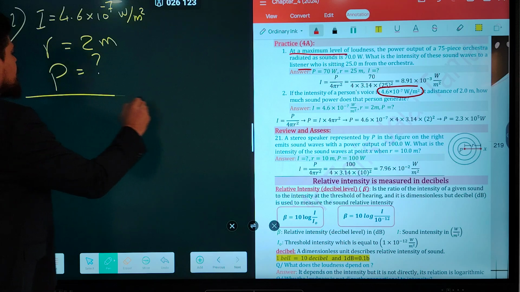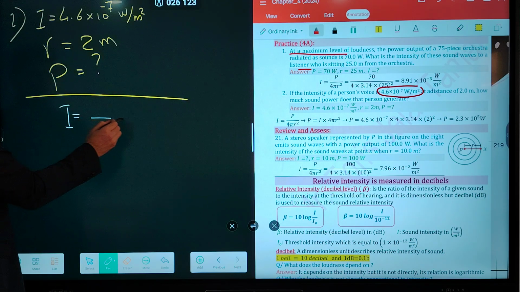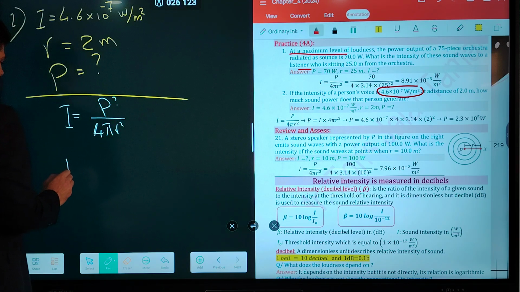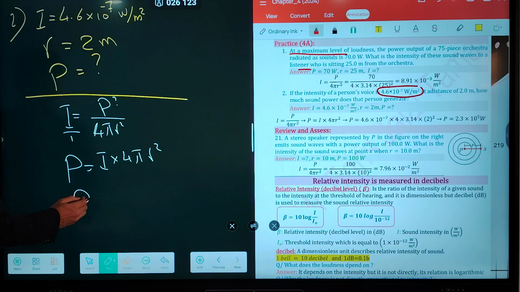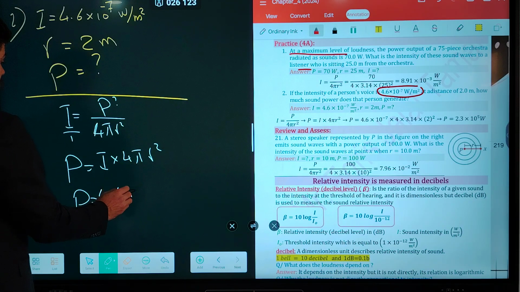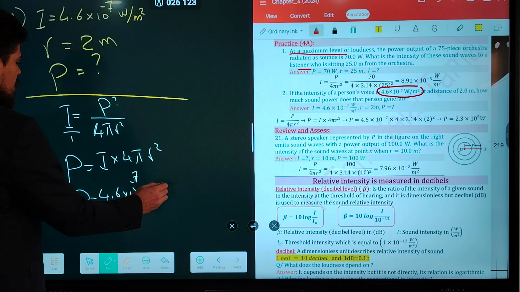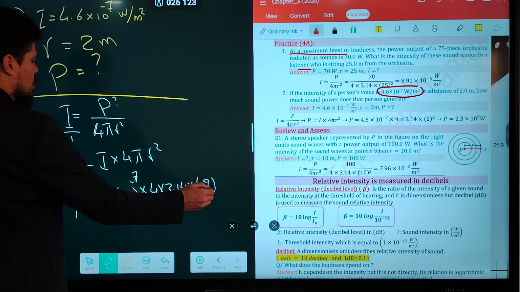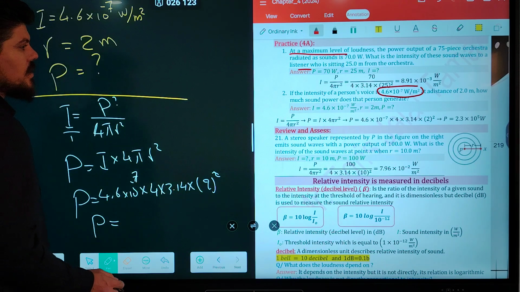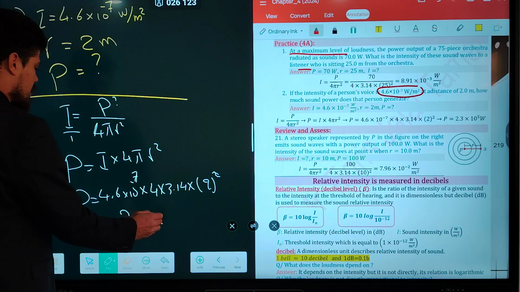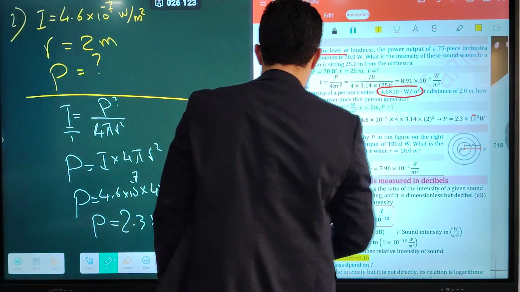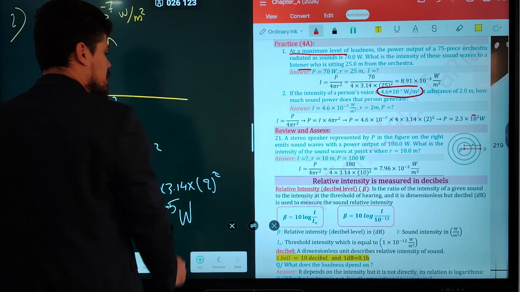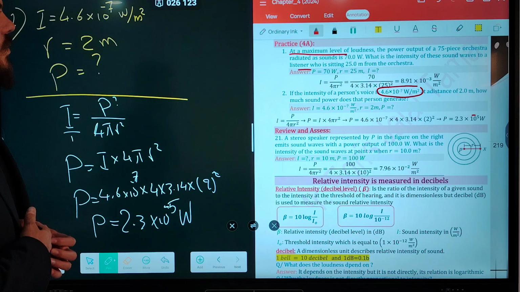What is unknown? Power. At first, you have to write down the equation of intensity. Power over 4 pi r squared. So what is unknown? Power is unknown. Rearrange. I times 4 pi r squared equals power. I, 4.6 times 10 power negative 7, times 4 times 3.14 times 2 squared. By calculator, you will get the amount of power, which is equal to 2.3 times 10 power. It should be negative 5, guys. It should be negative 5, not 5. Negative 5 watt. What is this? This is watt because power is measured in watt.